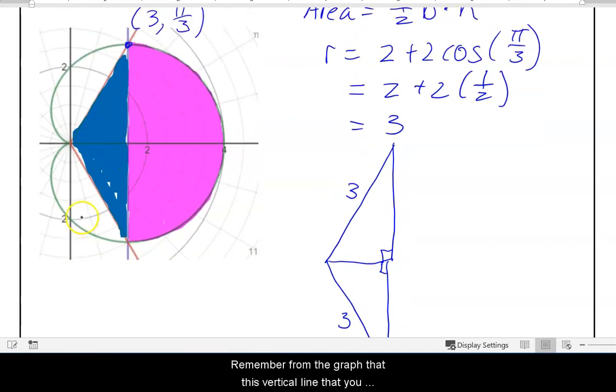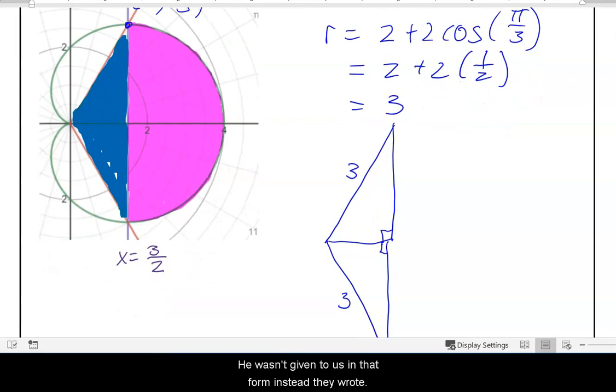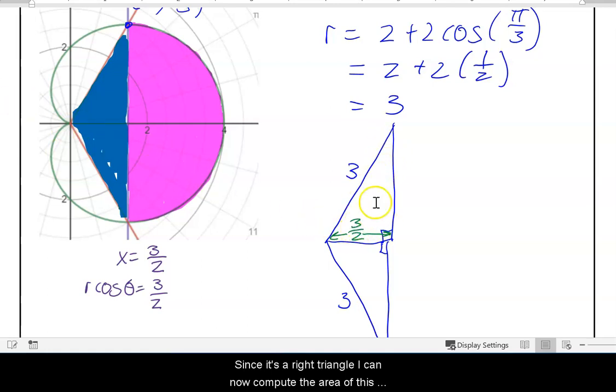Remember from the graph that this vertical line that you see here represents the vertical line where x equals 3/2. It wasn't given to us in that form. Instead, they wrote r cosine of theta equals 3/2, but r cosine theta represents x. That means that this horizontal distance along the base of this triangle from here to here must be 3/2. Since it's a right triangle, I can now compute the area of this part using the Pythagorean theorem, or in this case, just the area of the triangle.